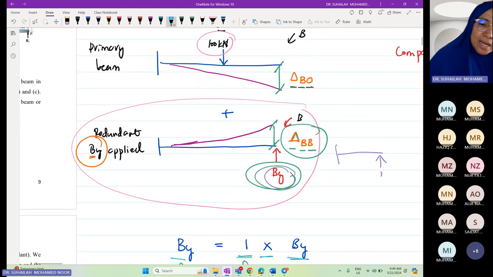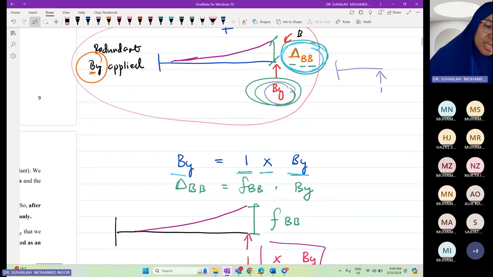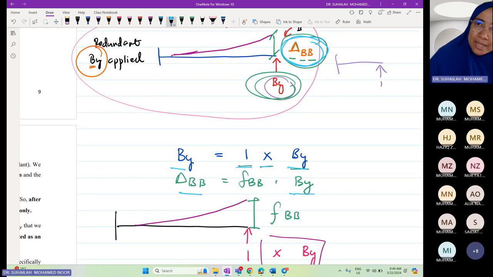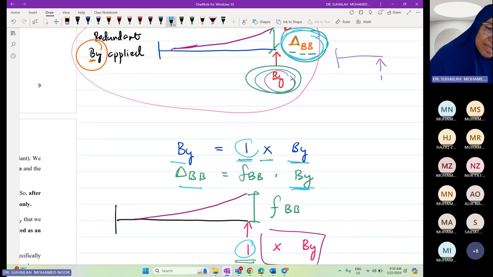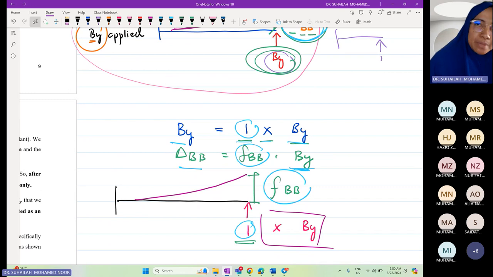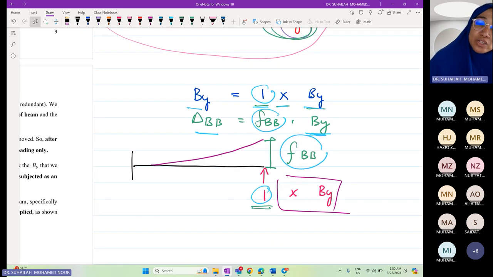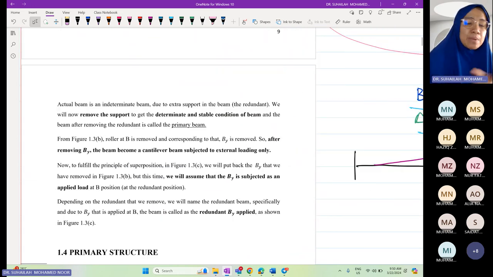Tengok lagi diagram asal. Okay, di sini delta BB. BY maintain dekat sini. Apa yang berubah? Dekat sini 1. Dekat sini FBB. So, FBB times BY. FBB tu maknanya deflection at point B due to a unit value of redundant BY apply. Ada ayat tu ada dalam ni. Yang saya sebut ada dalam ni.